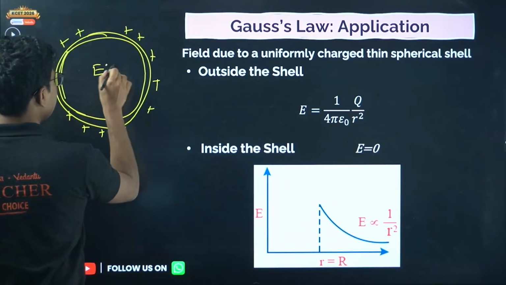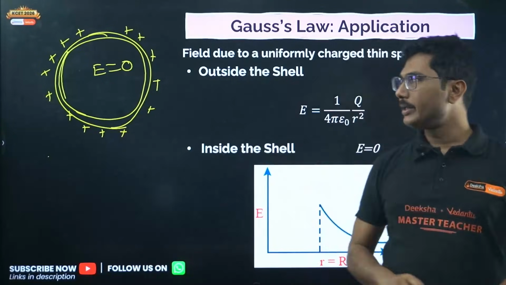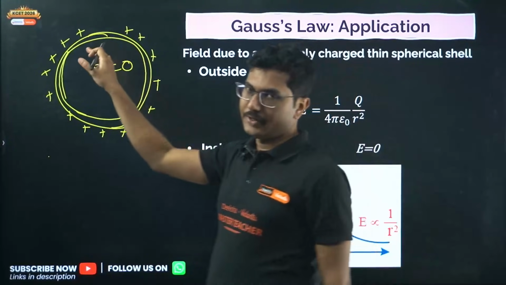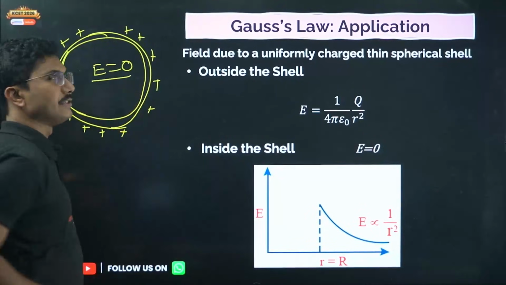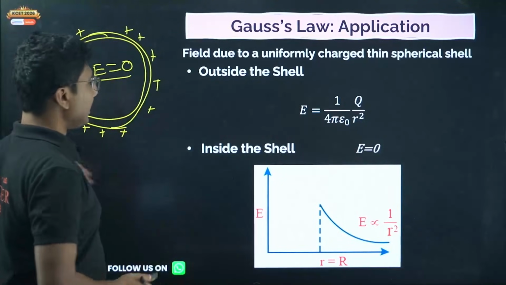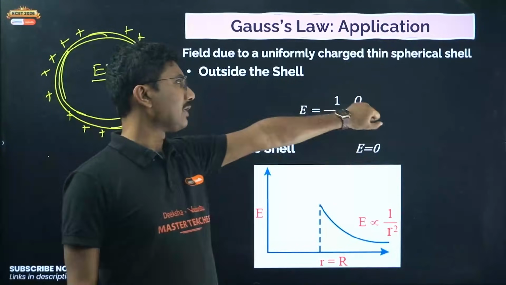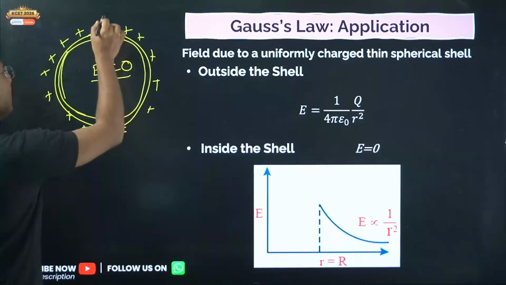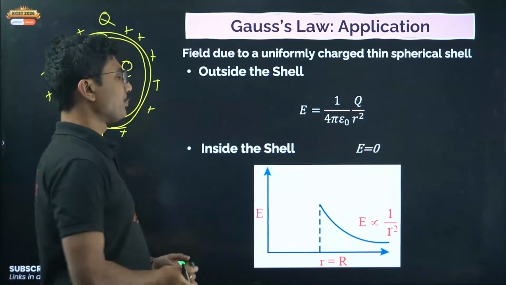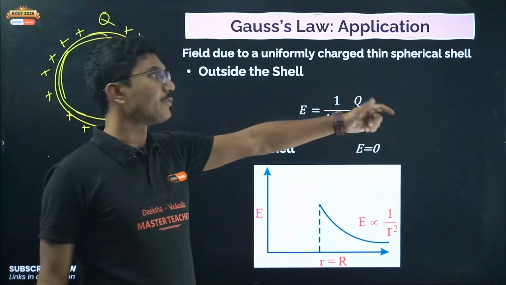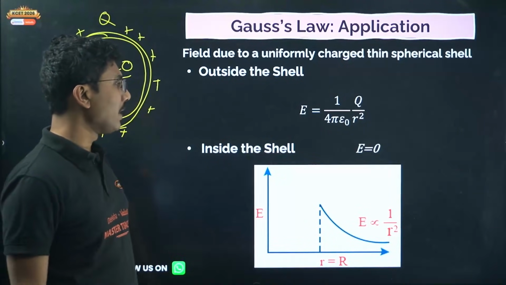And this same concept is applicable to a conductor as well. Electric field due to a conducting sphere or a simple spherical shell, in both cases electric field inside is 0, and outside it is given by 1 by 4 pi epsilon naught, capital Q by R square. Capital Q is the total charge on the surface of the sphere. So if you can calculate the total charge, you can calculate the electric field, which is 1 by 4 pi epsilon naught Q by R square.